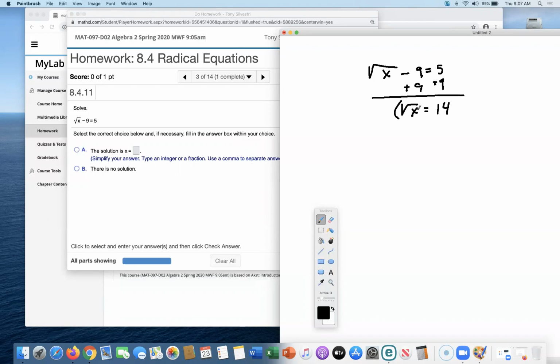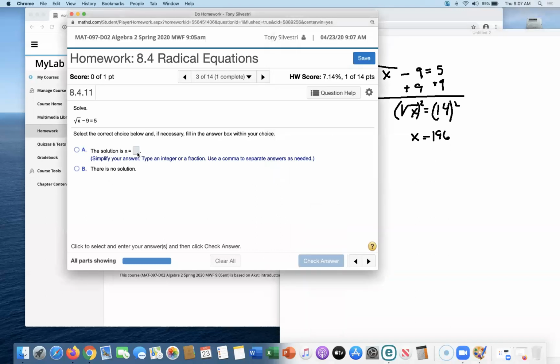Now it's okay to square both sides. So that gives me x equals 14 times 14, what the heck is that? I don't know anymore. Let me just get a calculator. I don't trust myself anymore. Where's my calculator? Right here. 14 times 14 equals 196.